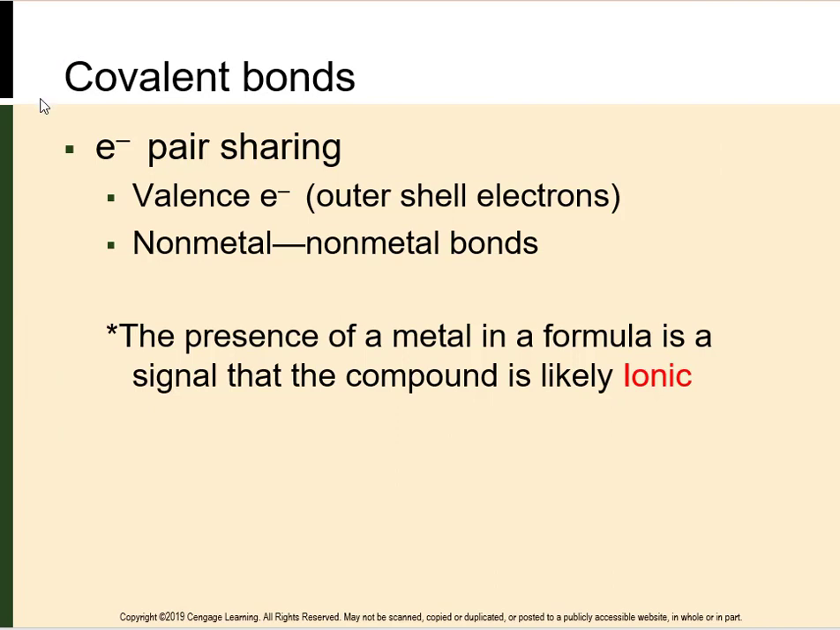However, for right now, we are focusing on covalent bonds. So not the giving and taking, forming those positive and negative charges. We are looking at electron pair sharing. And again, focusing on the valence electrons, those outermost electrons, covalent bonds means that we are looking at non-metal to non-metal bonds. Again, if there is a presence of a metal, then it is likely an ionic compound.